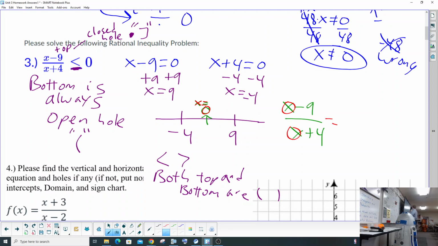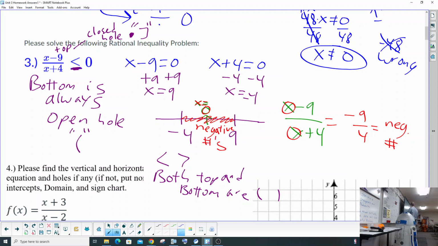And now, do we get a negative number, or do we get a positive number? Well, we get negative 9 over 4, which is a negative number. I'm going to start teaching it that way so I don't confuse people. What does negative number mean? Negative number means that all the numbers between negative 4 and 9 are going to be negative.